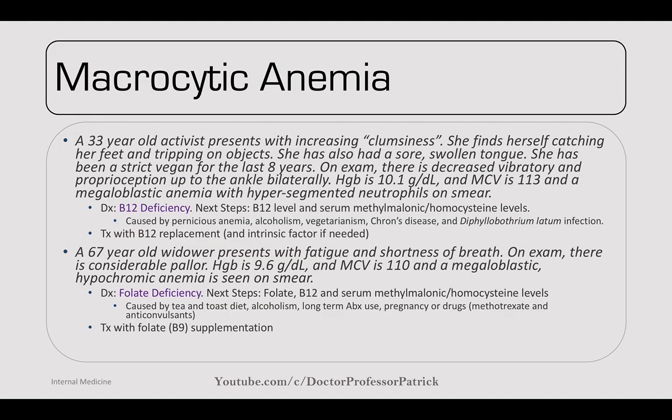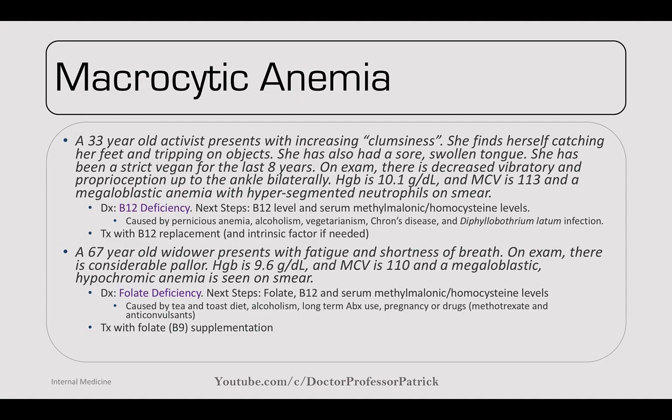So thinking about macrocytic anemias now, we've got a 33-year-old activist who presents with increased clumsiness. She finds herself catching her feet and tripping on objects. She's also had a sore, swollen tongue. She's been a strict vegan for the last 8 years, and on exam there is decreased vibratory and proprioception up to the ankles bilaterally. Her hemoglobin is 10.1 and MCV is 113. She's got a megaloblastic anemia with hypersegmented neutrophils on her smear. Her diagnosis here would be a B12 deficiency.